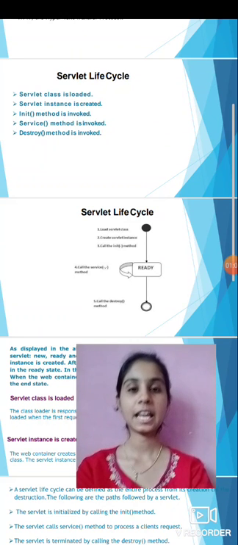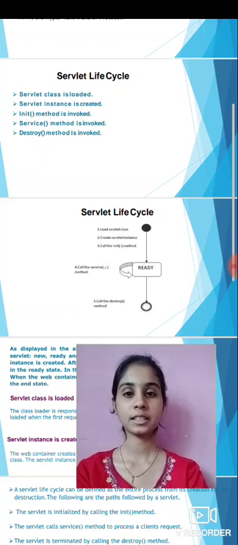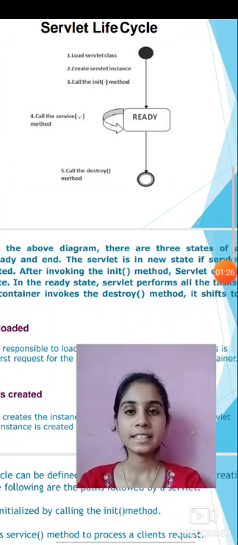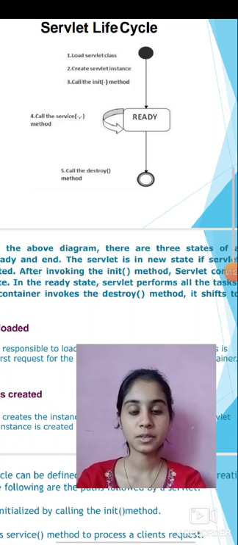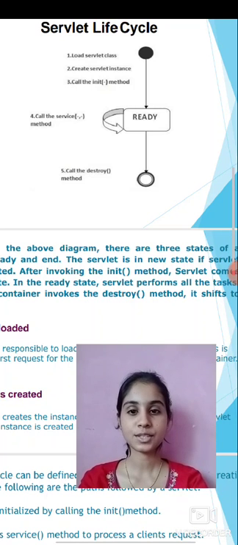In the servlet life cycle, the servlet class is loaded, the servlet instance is created, the init method is invoked, the service method is invoked, and the destroy method is invoked. There are five steps. First is loading the servlet class. Second is creating the servlet instance. Third is calling the init method. Fourth is calling the service method. Fifth and last is calling the destroy method.